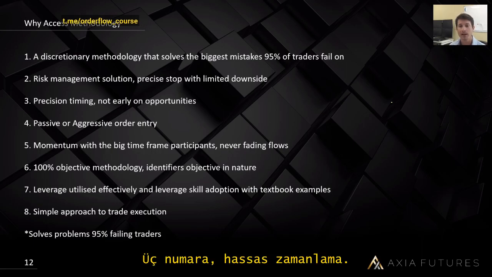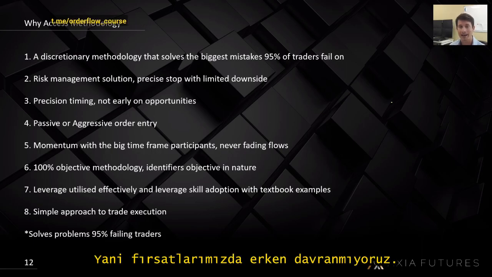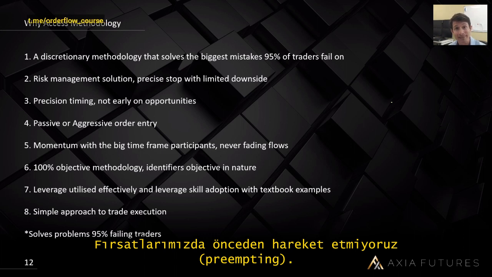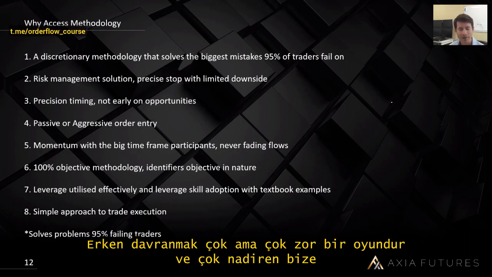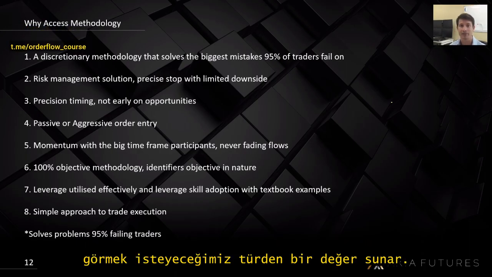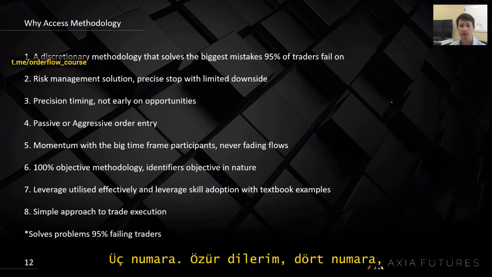Number 3, precision timing. In other words, we're not early on our opportunities. We're not preempting on our opportunities. Remember how we spoke about preempting. Preempting is a very, very difficult game, and very rarely does it give us the kind of value we would like to see. Number 4.